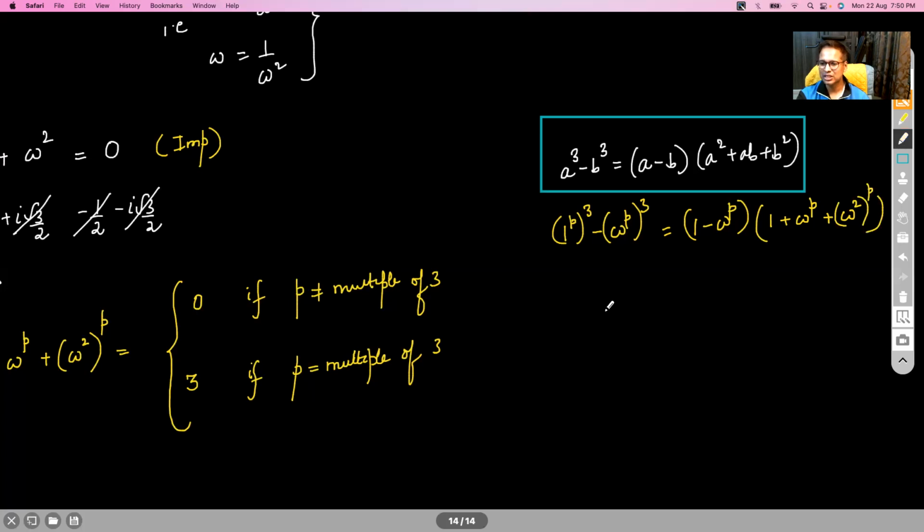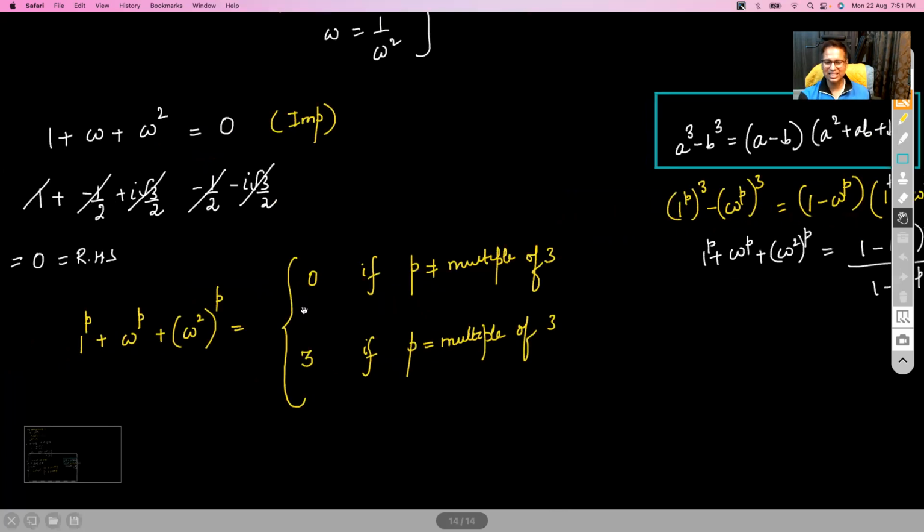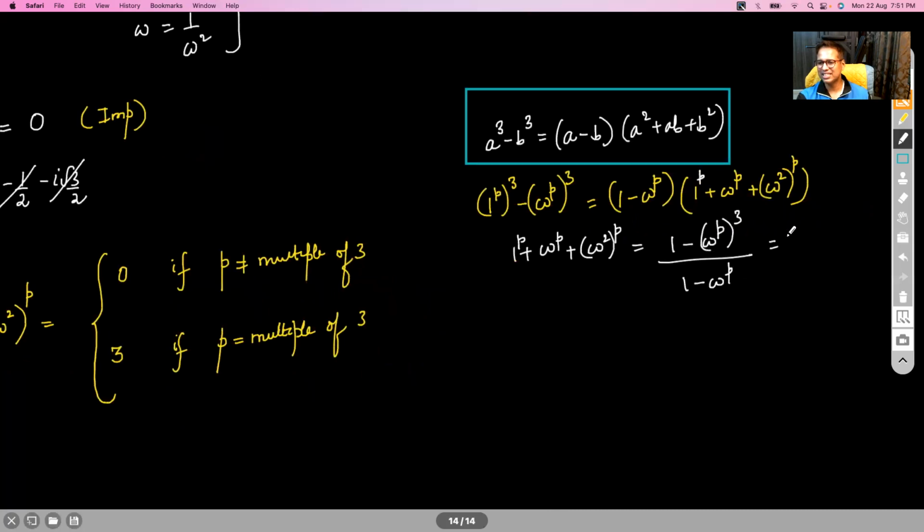Okay. So from here, what I can do is I can write 1 to the power p plus omega to the power p plus omega square to the power p as this expression: 1 minus this to the power 3, divided by 1 minus omega to the power p. Correct? Yes or no? So this LHS can be written like this. So I'm basically writing the proof for this.